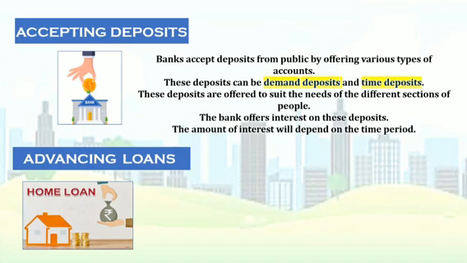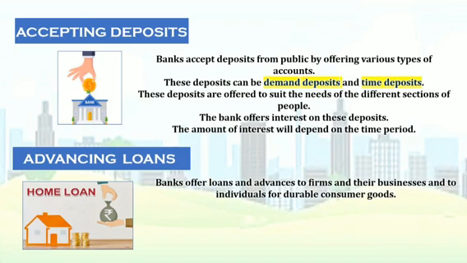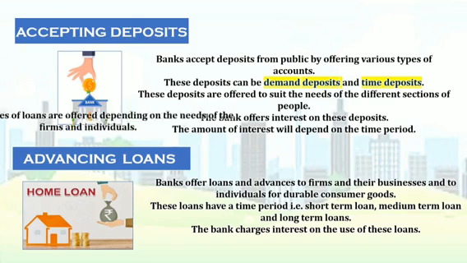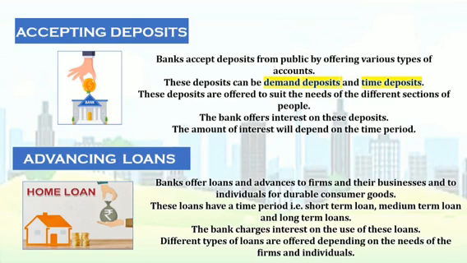Let us now look at advancing loans. Banks offer loans and advances to firms and their businesses and to individuals for durable consumer goods. These loans have a time period, that is, short-term loan, medium-term loan, and long-term loans. The bank charges interest on the use of these loans. Different types of loans are offered depending on the needs of the firms and individuals.